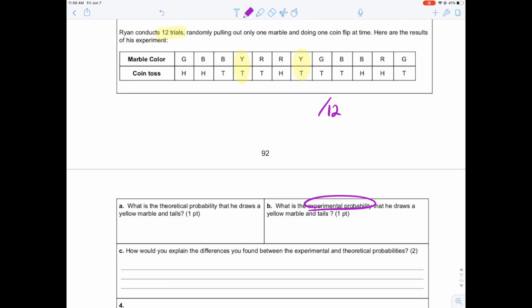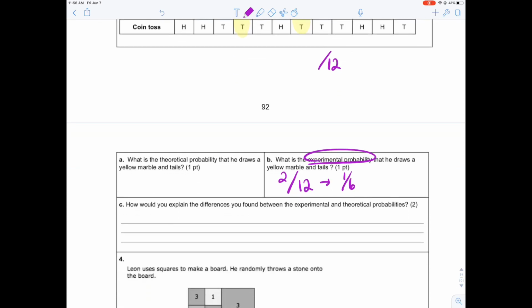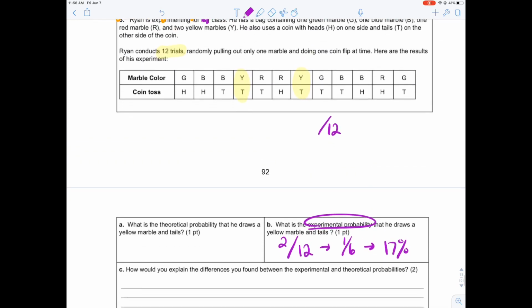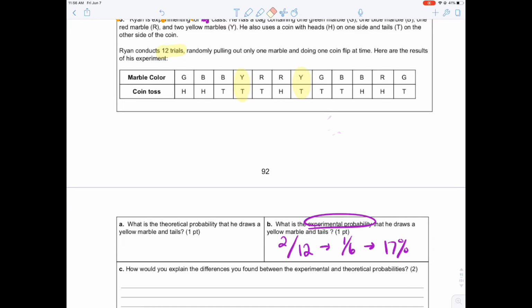So it looks like I have 2. Well, 2 out of how many? 2 out of 12. That is my experimental probability. If you simplify, that's okay. I will take either answer. So 2/12 or 1/6, or if you'd like to make that a percentage, I believe that's about 17%. Okay? There we go. Now we're going to figure out what the theoretical probability is.